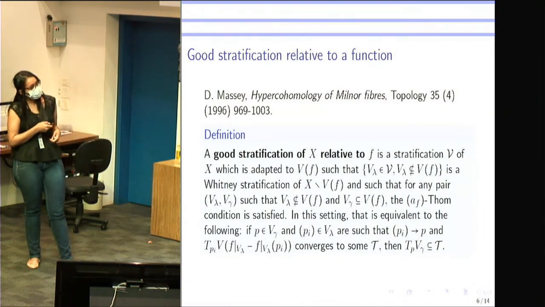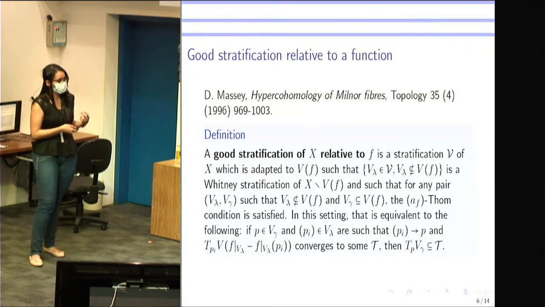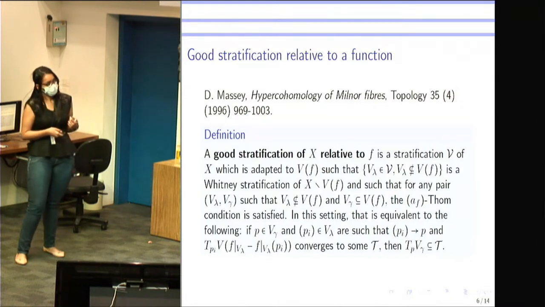If we take the collection of the strata of that stratification outside the set of zeros of F, then this collection is a Whitney stratification for the space outside the zeros of F. And if we take a pair of strata, the first one outside the zeros of F and the second one in the zeros of F, then this pair of strata should satisfy the AF Thom condition. The AF Thom condition is the condition I wrote here. So we took these sequences and these limits, and this condition on the tangent spaces should be satisfied.